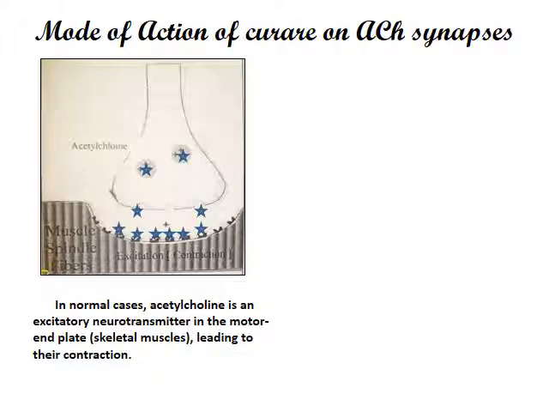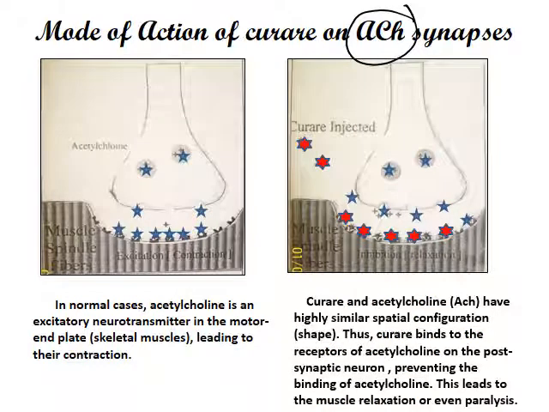Mode of action of curare on acetylcholine synapses. How does it work? In normal cases, acetylcholine is an excitatory neurotransmitter in the motor end plate, mainly in the skeletal muscles, leading to their contraction. Curare and acetylcholine have highly similar spatial configuration, similar shape. Thus, curare binds to the receptors of the acetylcholine on the postsynaptic neuron, preventing the binding of acetylcholine. This leads to muscle relaxation or even paralysis.